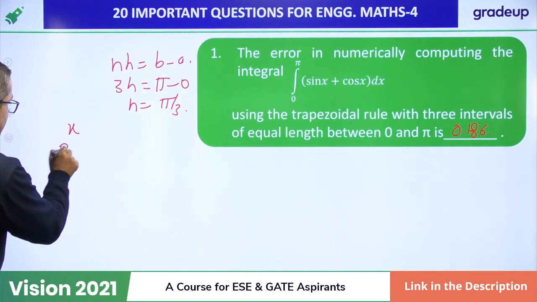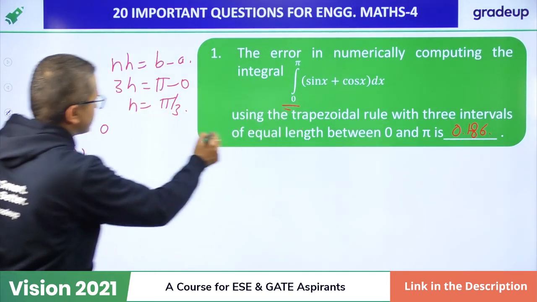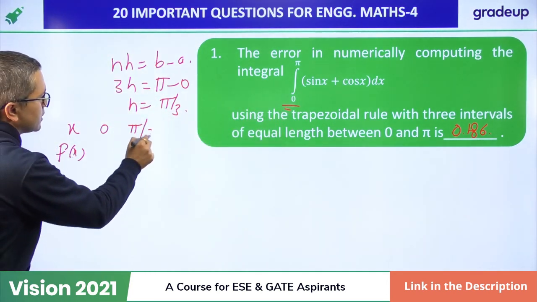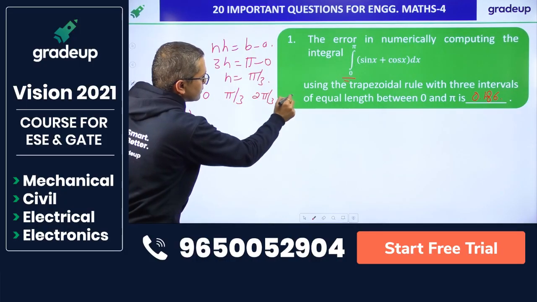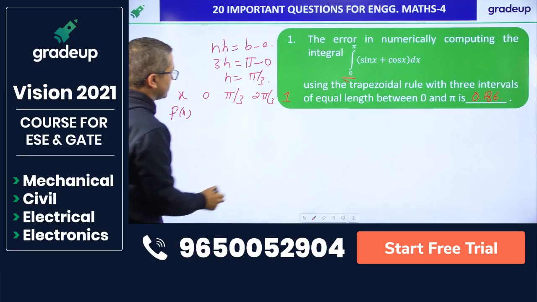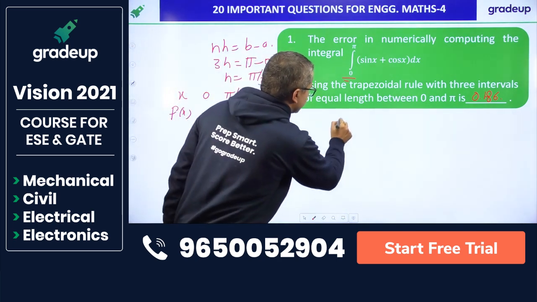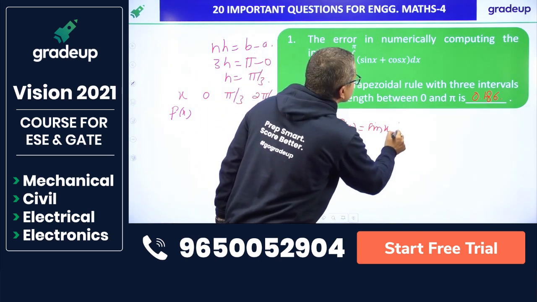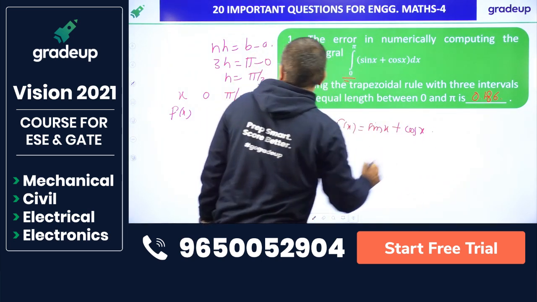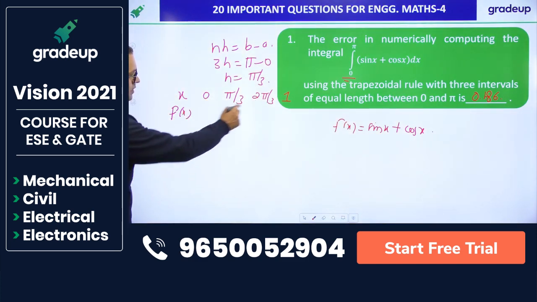So f(x), you need to calculate this firstly at 0 because we start from 0, right? The second point is going to be pi upon 3 because the step size is pi upon 3. Then 2 pi upon 3, then pi over here, right? Now you need to calculate the value of f(x). f(x) here is given by sin x plus cos x. Is that good? Now you put in these values.